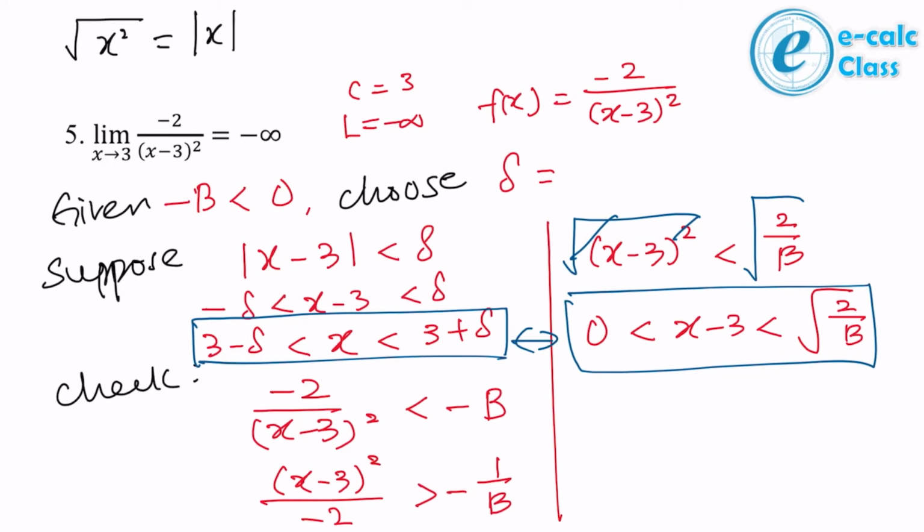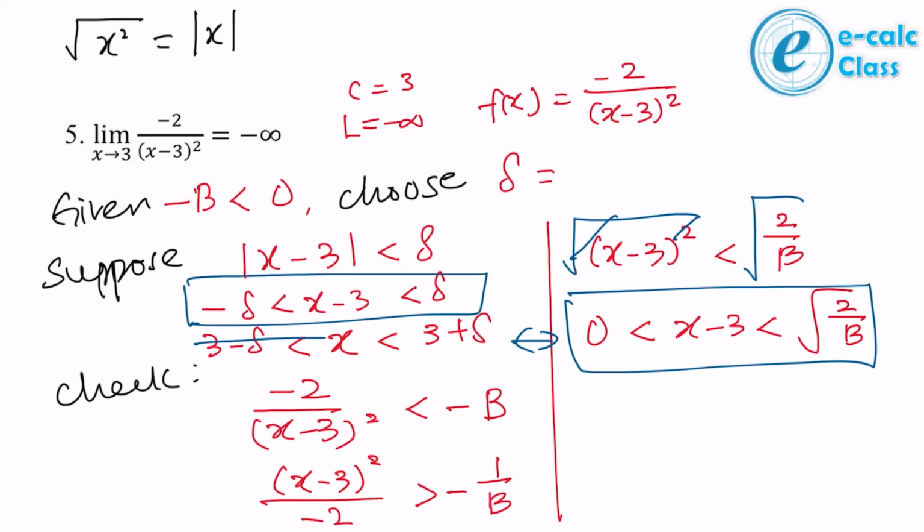And now we have, actually, you know what? You should just compare with this one. Delta. Actually, no need to write this step. Compare these two, it will be easier. Right. So your delta will just be square root of 2 over b. Finish.